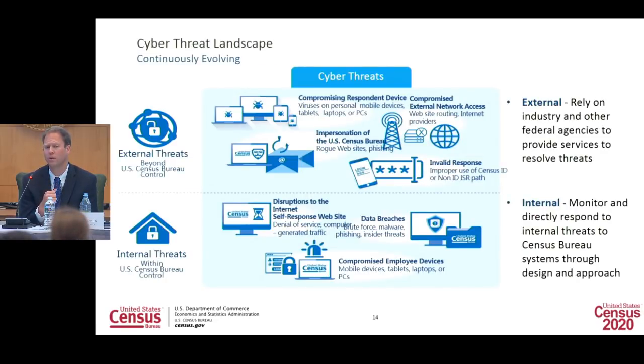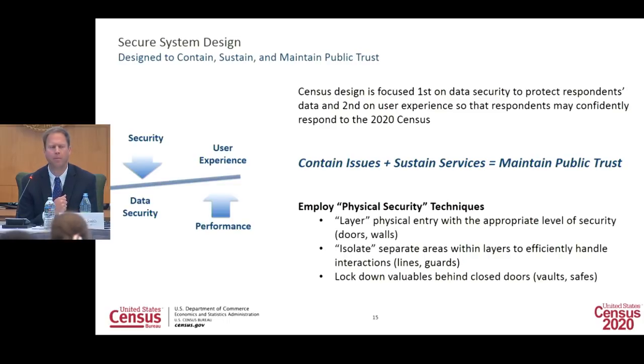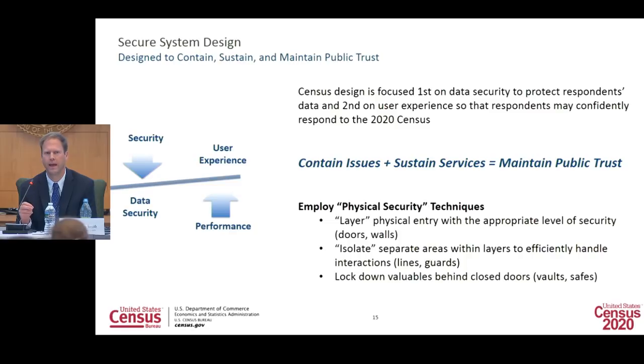No, you can go to the next slide. The next slide's important. I apologize. There are two things that have to happen here to make sure that we do this appropriately. And I'm going to say that it's not just technology and tools to see things and react. It's also specific things you do and how you design a system. And so we've designed our systems to contain threats and sustain the services in order to maintain public trust. And this is part of what I've been saying from the beginning. The census's design is first focused on securing the data from you as a respondent. Second, our priority is making sure that the user experience, your interaction with the census and the internet self-response, doesn't suffer dramatically by doing security.